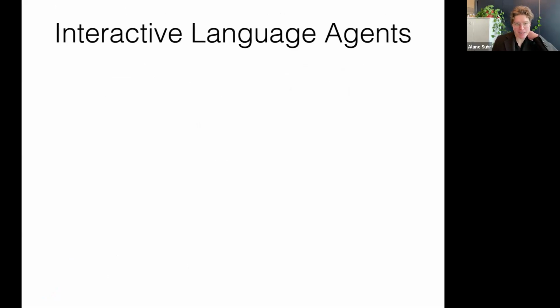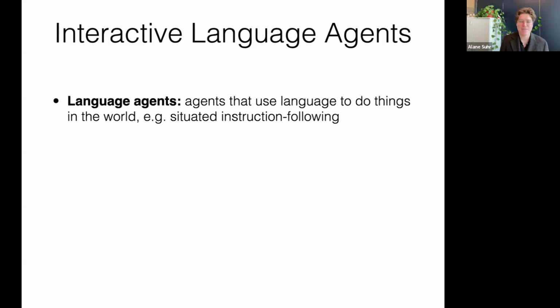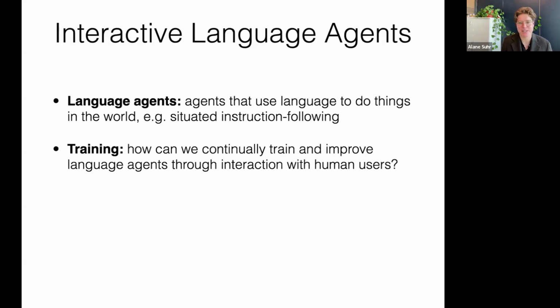Okay, all right. So today the talk is going to focus on interactive language agents. For me, this is defined as agents that use language to do things in the world, for example, by following instructions in some kind of situated environment. Like I said, I'm going to focus on three different pillars of this question on developing interactive language agents, including how can we continually train these models and improve them through interaction with their users, as opposed to just pre-training them ahead of time and then running inference when they're actually deployed.